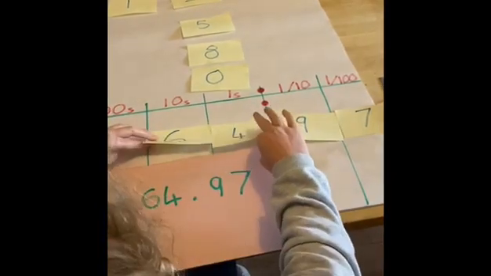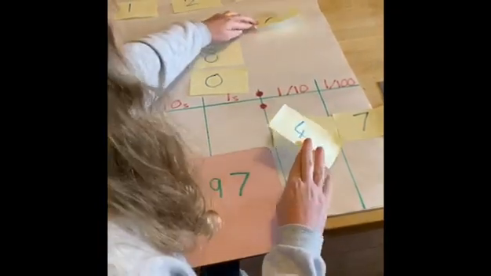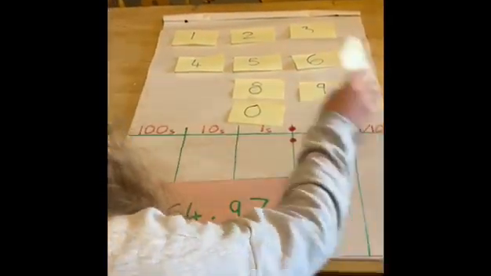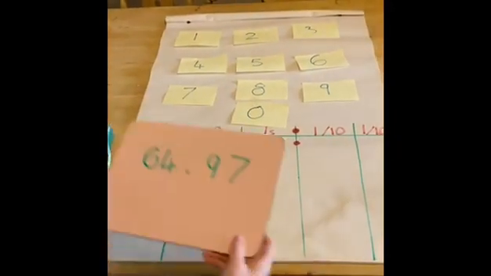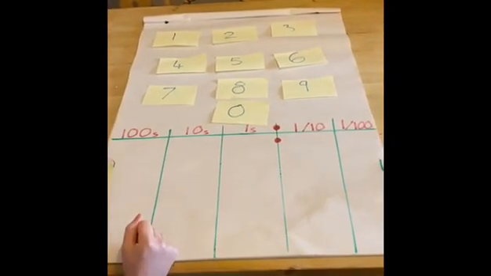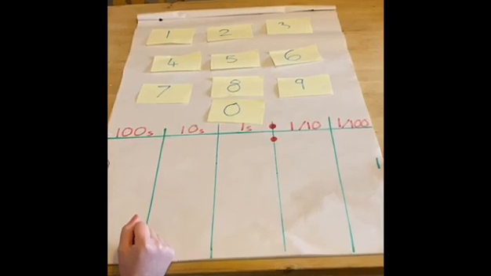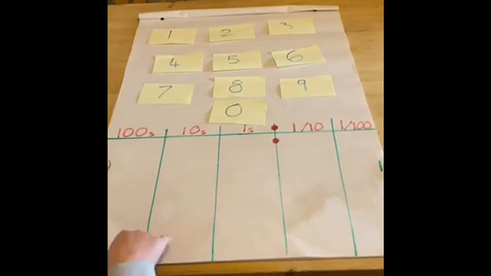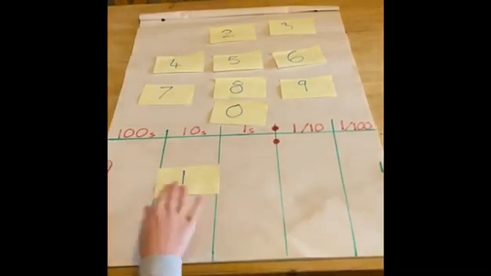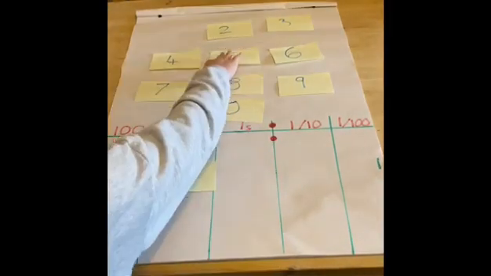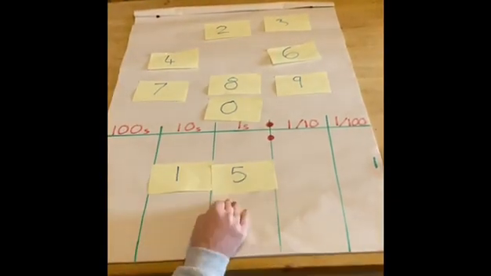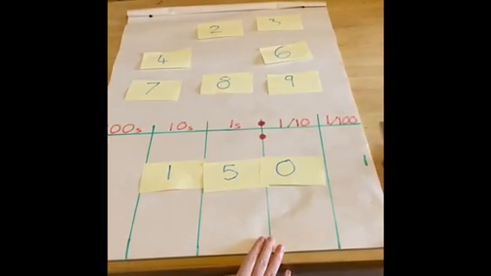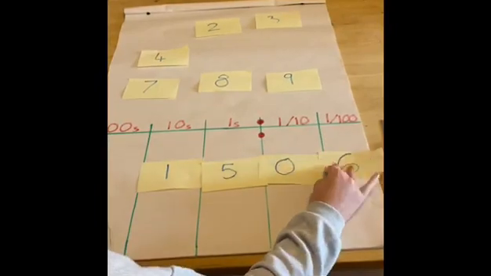Okay, now I'm going to do something slightly different. I've got some clues and we're going to try and work out what the answer is. So on my clue, this number has no hundreds. So let's leave that one blank. It's got 1 ten. There we go, pop that in there. It's got 5 ones. It's got no tenths. So let's leave that there because we need that as a place value holder. And it's got 6 hundredths.